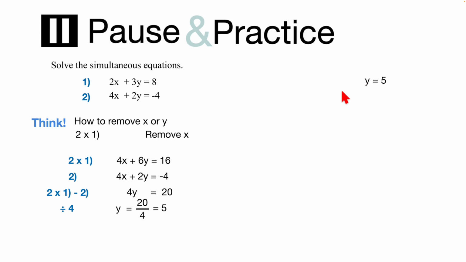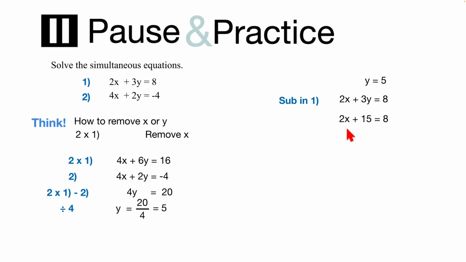So over here we have y equals 5. I can substitute that into either equation. Just go for the top. Don't spend too long thinking about it because no equation's better than the other really. 2x plus 3y equals 8. We know that y is 5, so 3y is 15. I can put that in. 2x plus 15 equals 8.